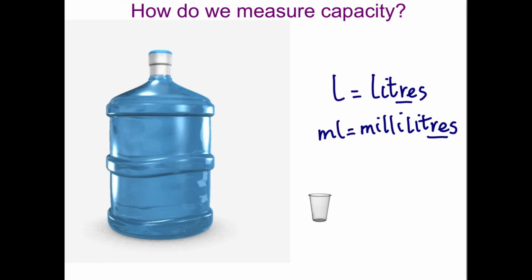So 1,000 millilitres, and you can write this one down as well, equals 1 litre. So 1,000 millilitres is 1 litre. Just like when we were doing yesterday, 1,000 grams is 1 kilogram. So those ones are quite easy to remember.